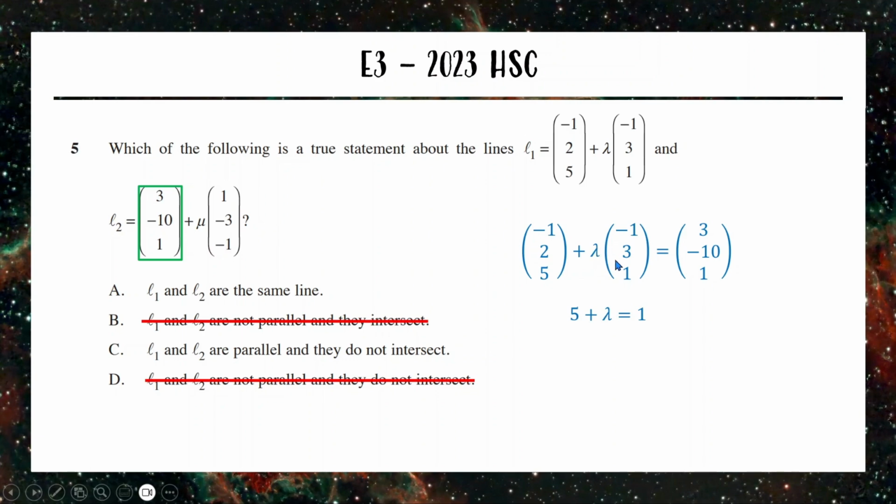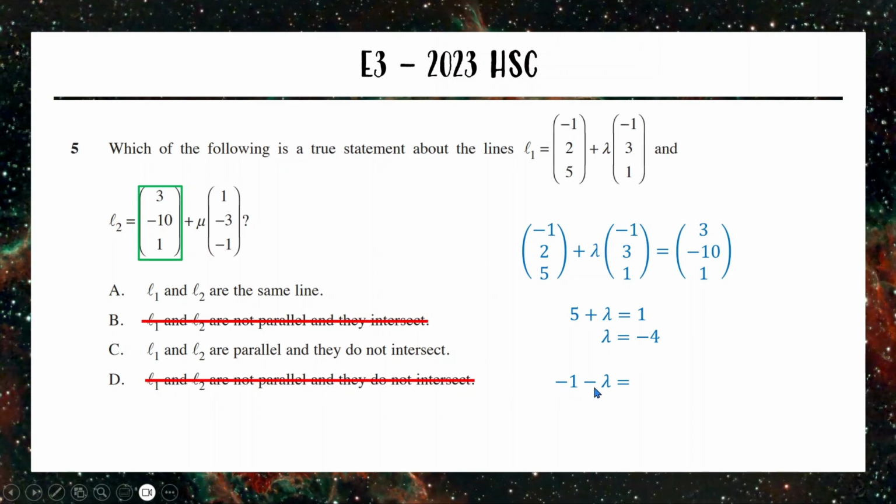5 plus lambda times 1 is equal to 1. Okay, so taking all my z components and making a little equation. Now if I solve this by taking 5 off both sides, I get lambda equal to -4. So let's see if making lambda equal to -4 works for the other two values. Let's check the first equation. -1 plus lambda times -1. But now lambda, as before, we said it's going to be -4.